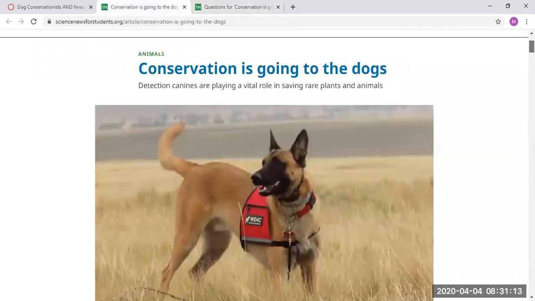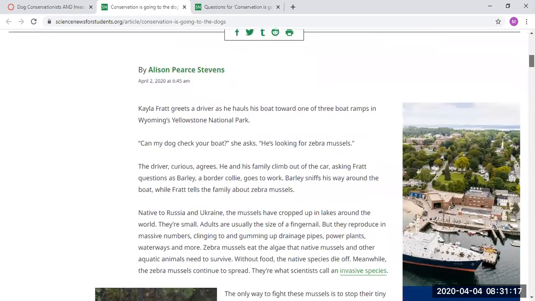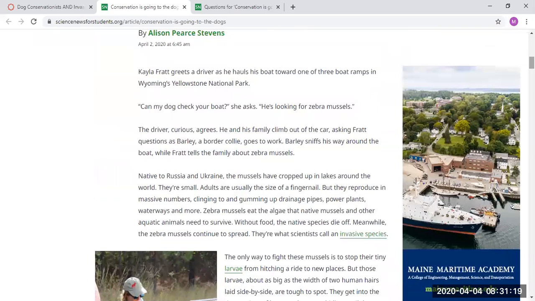So conservation is going to the dogs. Kayla Fratt greets a driver as he hauls his boat toward one of 3 boat ramps in Wyoming's Yellowstone National Park. Can my dog check your boat, she asks. He's looking for zebra mussels. The driver, curious, agrees. He and his family climb out of the car, asking Fratt questions as Barley, a border collie, goes to work. Barley sniffs his way around the boat while Fratt tells the family about zebra mussels.